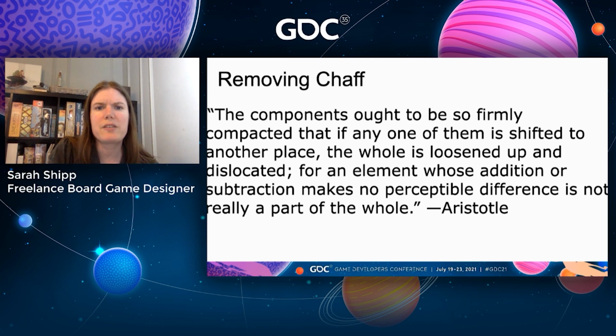The components ought to be so firmly compacted that if any one of them is shifted to another place, the whole is loosened up and dislocated. For an element whose addition or subtraction makes no perceptible difference is not really a part of the whole. This is my favorite quote about board game design, even though it's actually about theatrical design. Many people have said similar things throughout history, but not only did Aristotle say it first, he said it best. Side note, the classical unities come from the neoclassical era, but they were an attempt to build on Aristotle's rules for theater. Theater history has a lot of good advice for board game design.